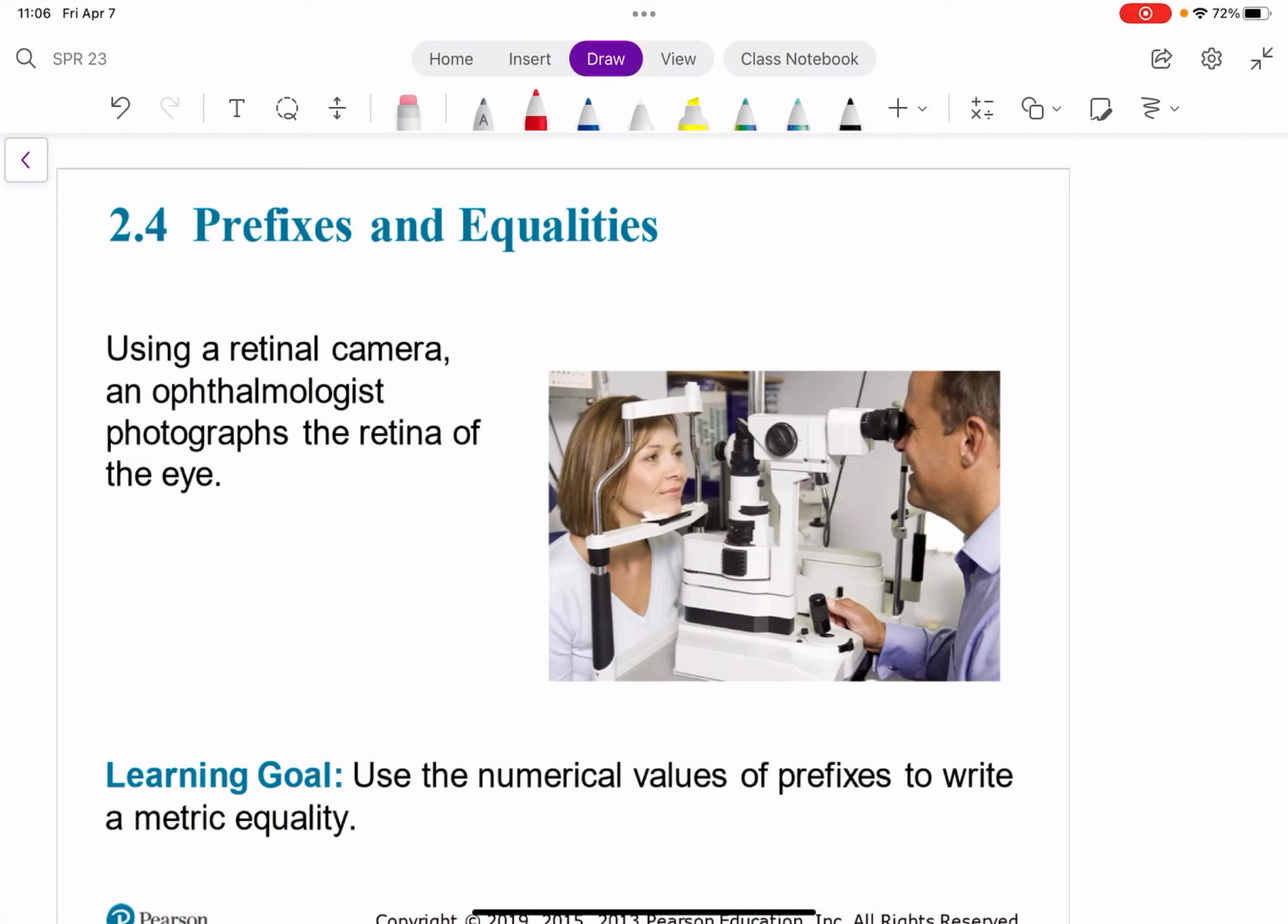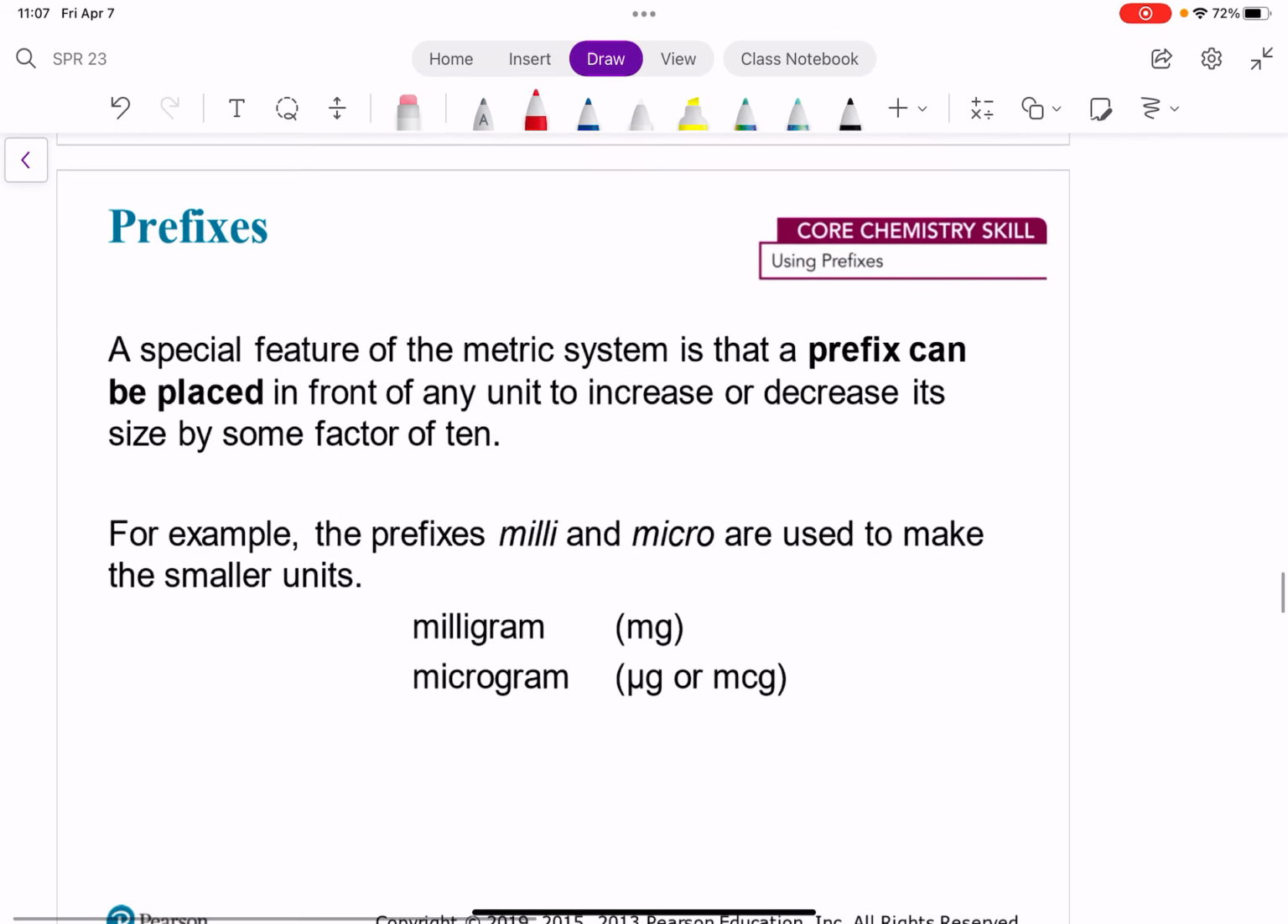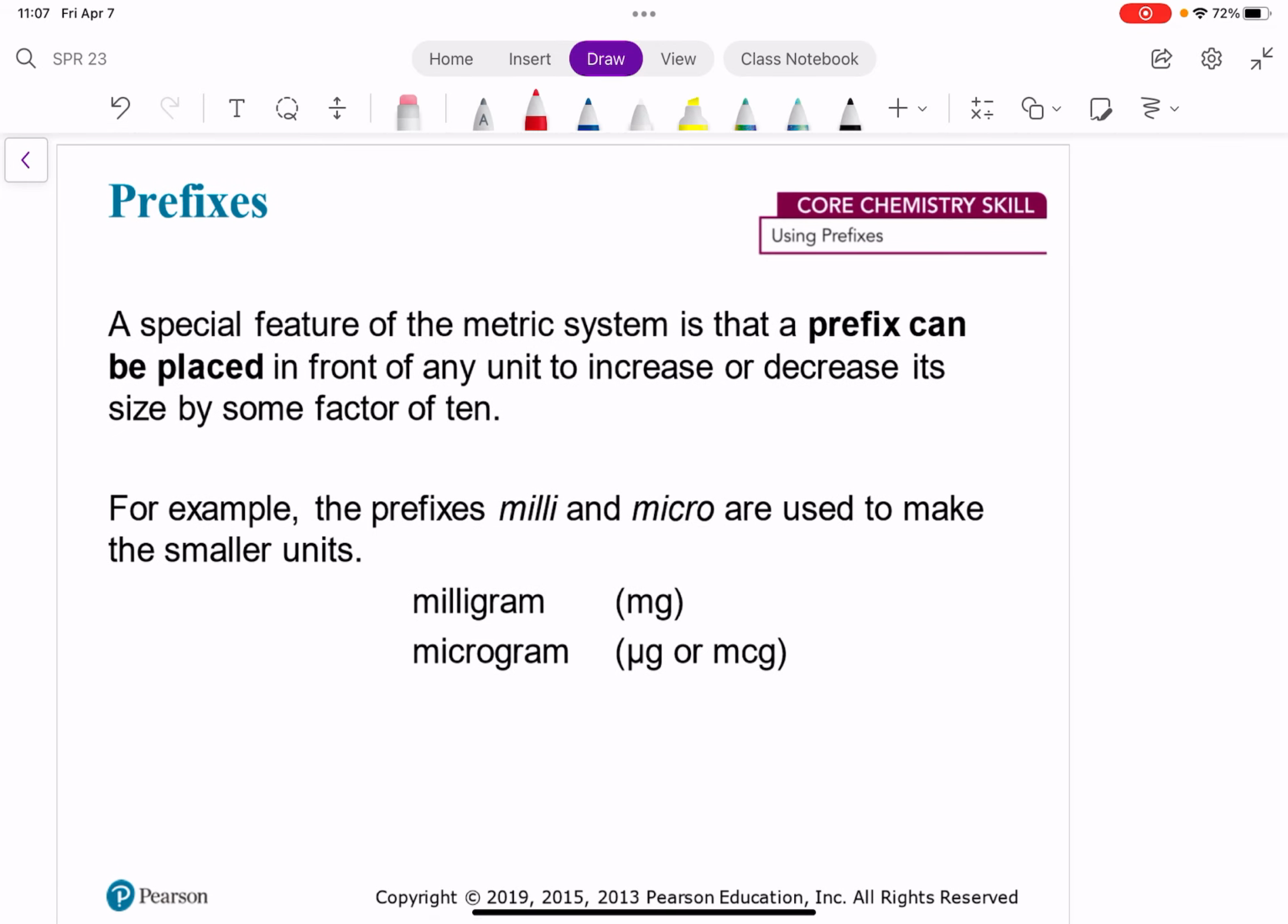In this video, we're going to go over sections 2.4, 2.5, and 2.6 in our textbook, and they're all about the metric system and how we can use the metric system prefixes to convert between different units. Prefixes in the metric system are really cool because they can be placed in front of any unit to increase or decrease the size of that unit by a factor of 10.